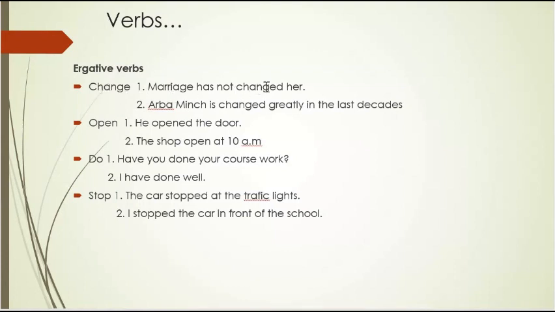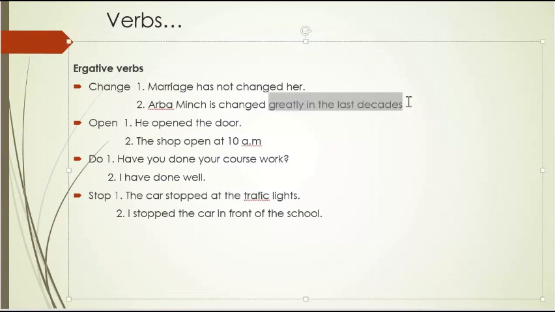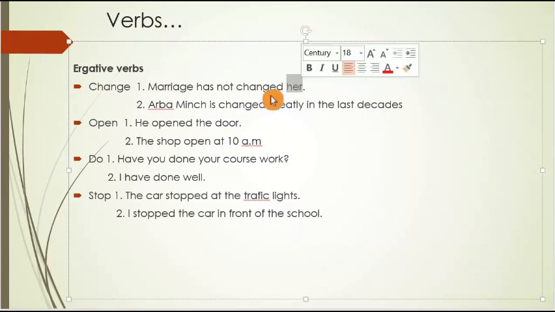Change, for example. Marriage has not changed her. As I already mentioned, we can ask a question. Marriage has not changed her. What has not changed? Her. Okay. The environment changed greatly in the last decades. Look at the phrases after change. Which one is transitive? Which one is intransitive? Okay. Here we cannot say it is transitive. This is a complement. Here we can say her is an object case. So this one is transitive.